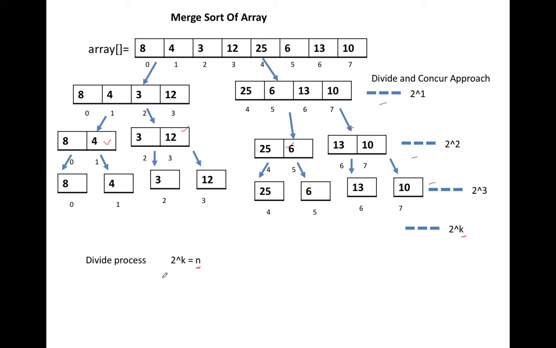Now let's apply log base 2 on both sides. So now we have k equal to log n. And can I say that this log n is nothing but the O of log n time complexity? It means in this division process, we are taking O of log n time to divide the array into different subarrays of single elements. Now let's see the merge process.